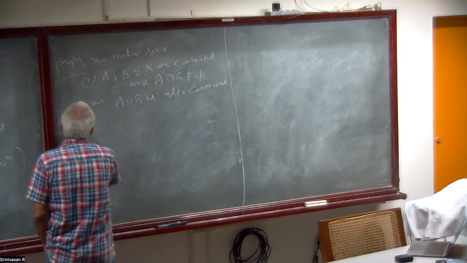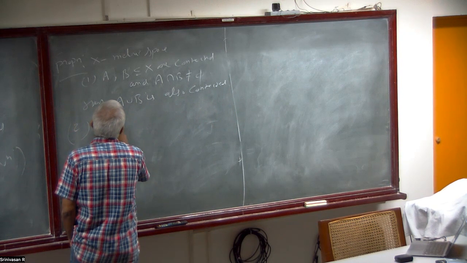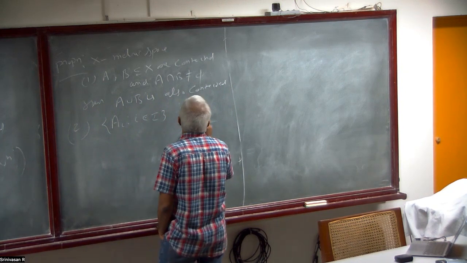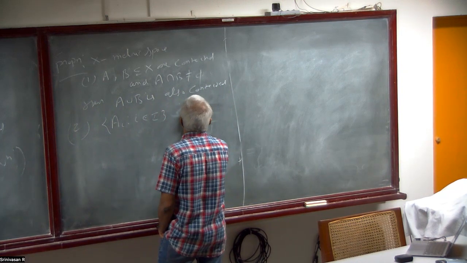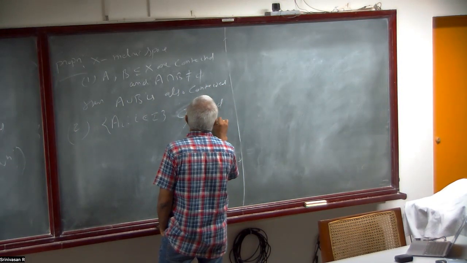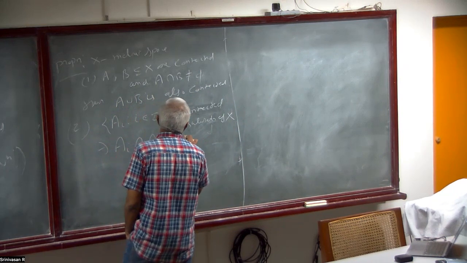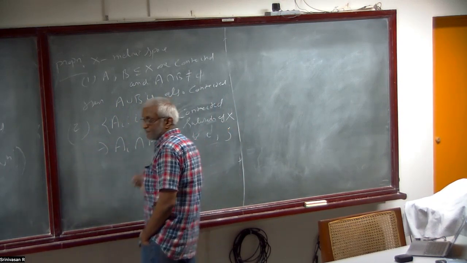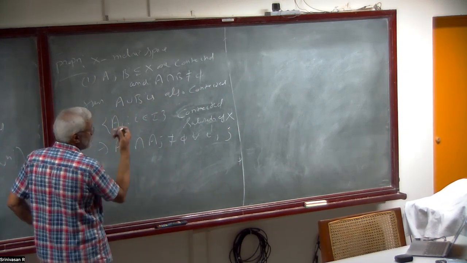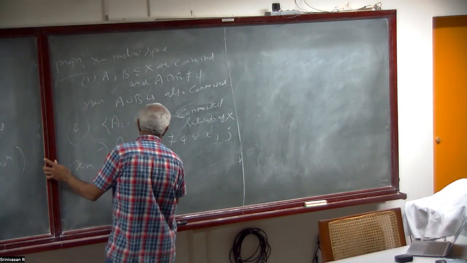So actually the theorem is the following. If A_i is a collection of connected subsets of X such that A_i intersection A_j is non-empty for all i, j, then they are mutually intersecting. If you take any two, they are intersecting. Then the union of A_i is connected.